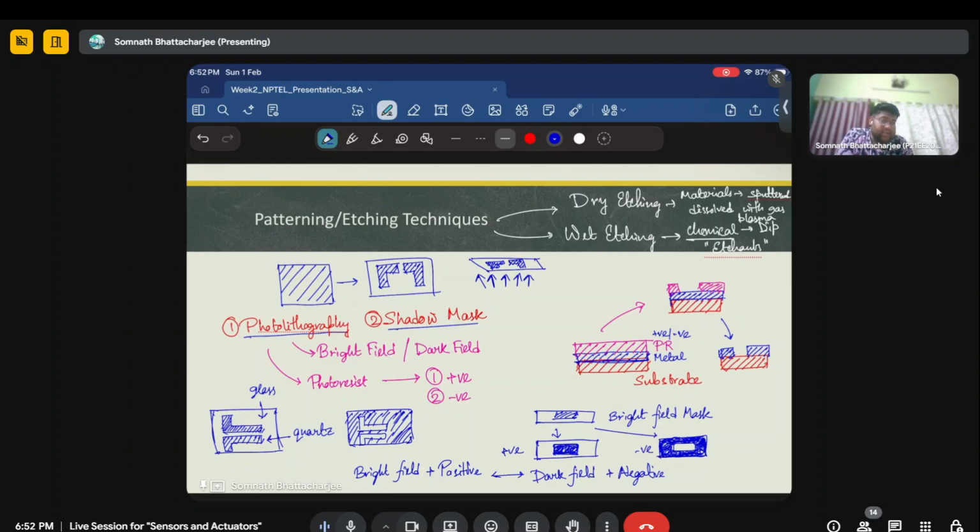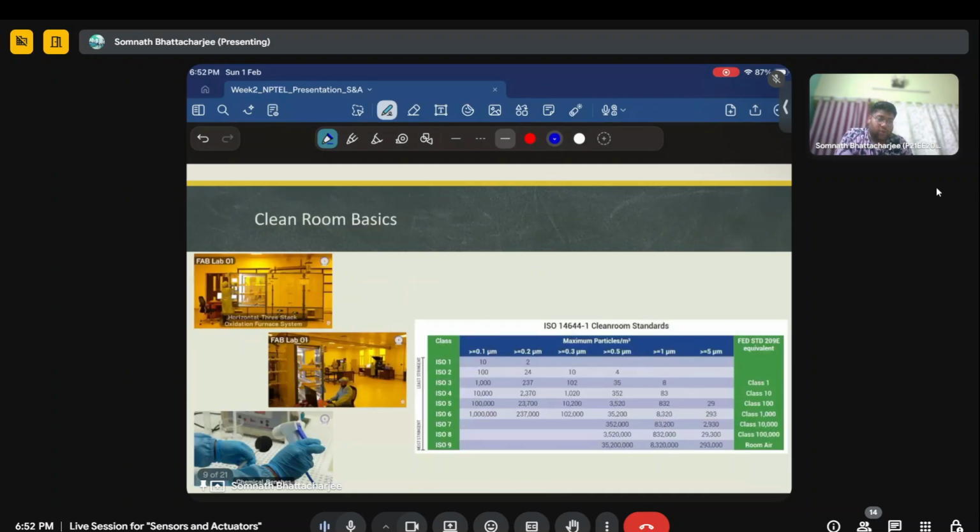And there are several things as well. In these cases, you waste at least 80 to 90% of your material itself. So that also comes into account. So now let's move on to the environment itself.